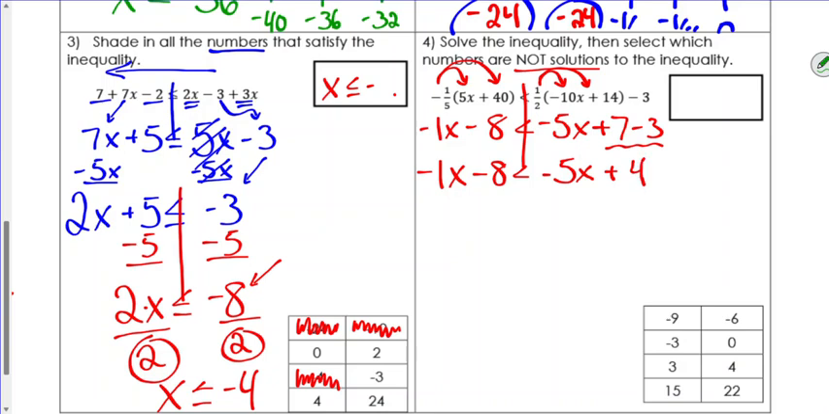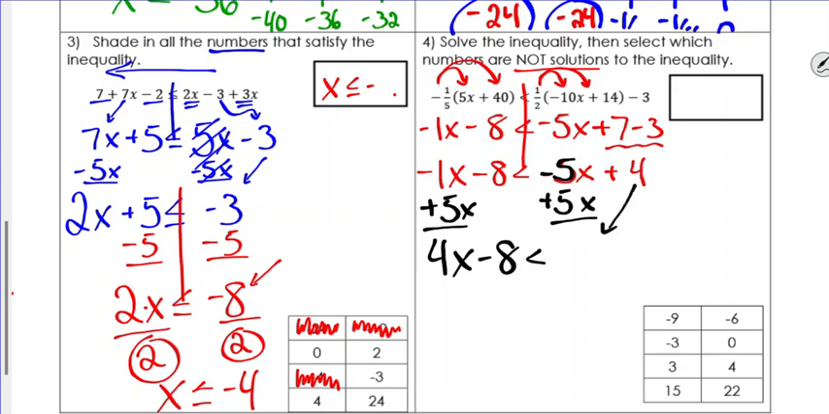Now I want to combine stuff all to one side. I want to combine all my variables to one side. So I'm going to cancel out this negative 5x. I'm going to cancel it out using the opposite of a negative 5, which is a positive 5. So you do plus 5 to that negative 1. That gives you 4x. Still minus 8. Still positive 4.